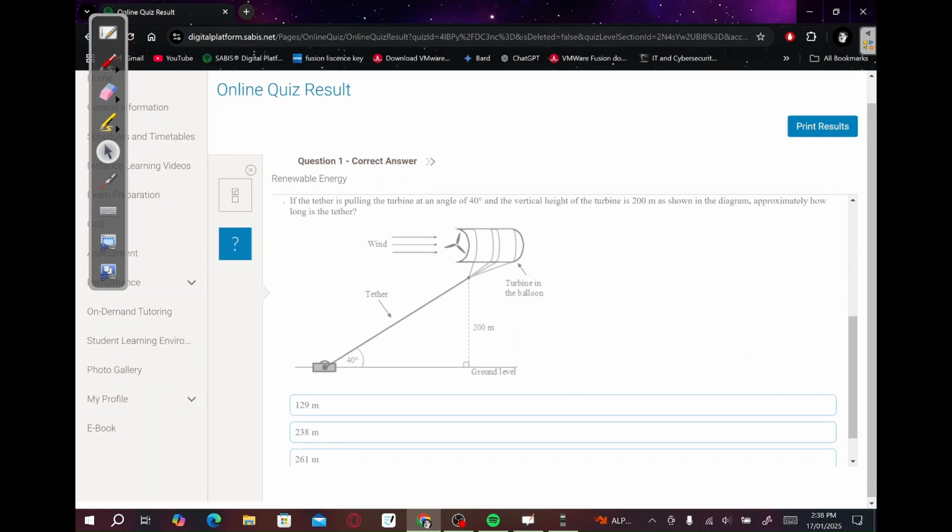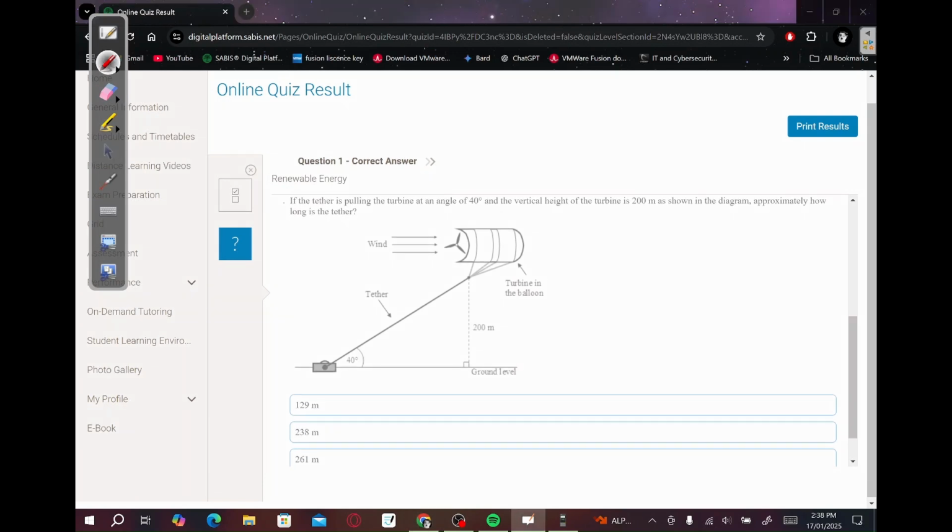If the tether is pulling the turbine at an angle of 40 degrees and the vertical height of the turbine is 200 meters as shown in the diagram, approximately how long is the tether? Okay, so let's let the tether be called T, just to save ourselves some time. Since this is a right triangle, we're going to apply the trigonometric ratios. So, okay, we have 40 degrees.